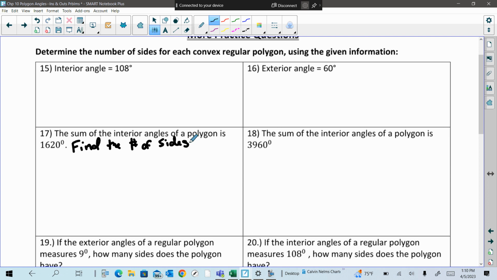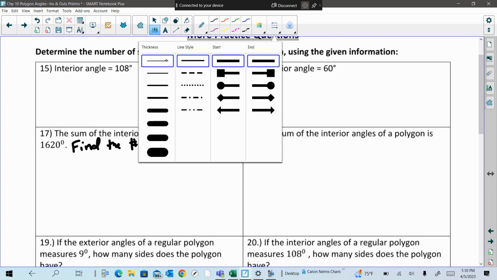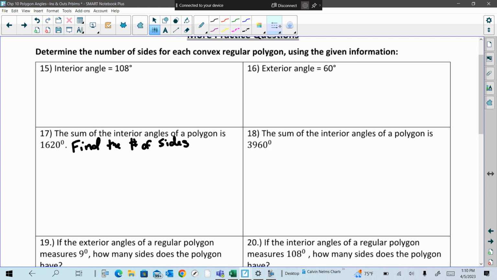Now, to do that, what formula deals with the sum of the interior angles? Yes, n minus 2 times 180 gives me my sum. So I'm saying, what if that sum equals 1620? Start with your formula and set it equal to what it equals in the problem.